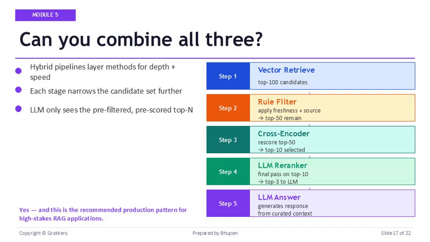Picture a funnel. At the top, vector retrieval casts the wide net. You pull back your top 100 candidates. Stage 2, the rule filter kicks in. Apply freshness boosts, source authority, knock out stale or untrusted documents. You are down to 50. Stage 3, the cross-encoder rescores those 50 candidates with deep semantic understanding. You select the top 10.